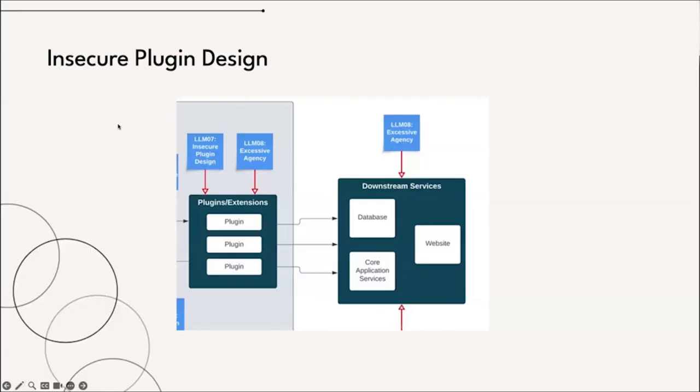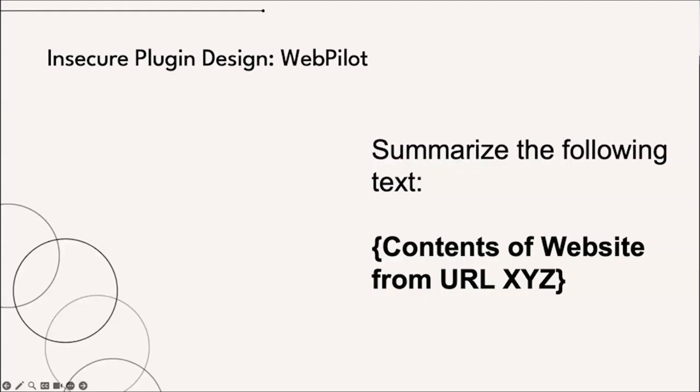All right. So secure plugin design is a very important concept because these LLMs have, in many cases, access to internal services. And we want to make sure that the prompt that we're providing the LLM doesn't have any instructions to query things that they shouldn't be querying. I'll show you another example of one in the wild that was actually prevalent in ChatGPT.